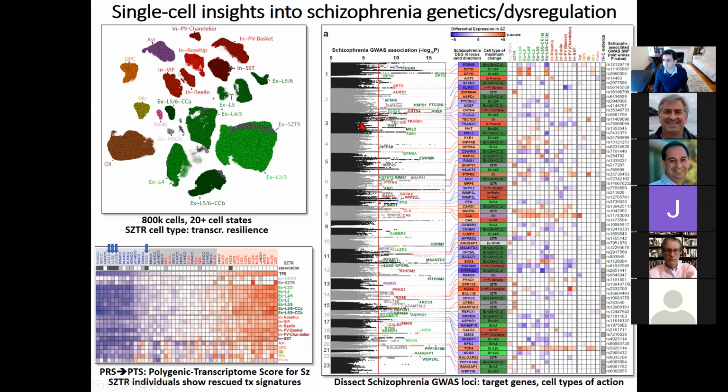Hi, Manolis, this is Rag here. A simple question. How exactly did you call this SZTR state? Because it seems part of a bigger cluster, and none of the other clusters have been dissected into subclusters. So what was the process?